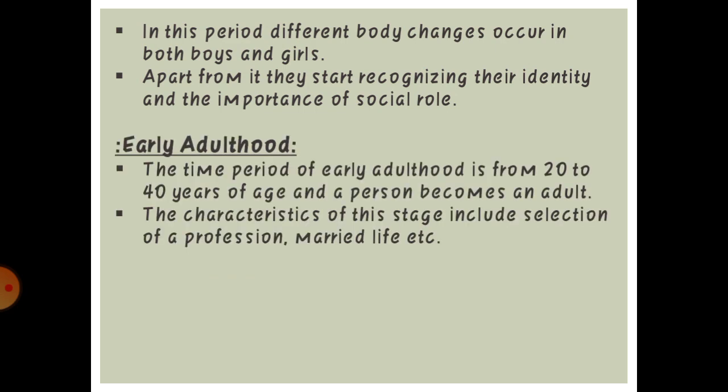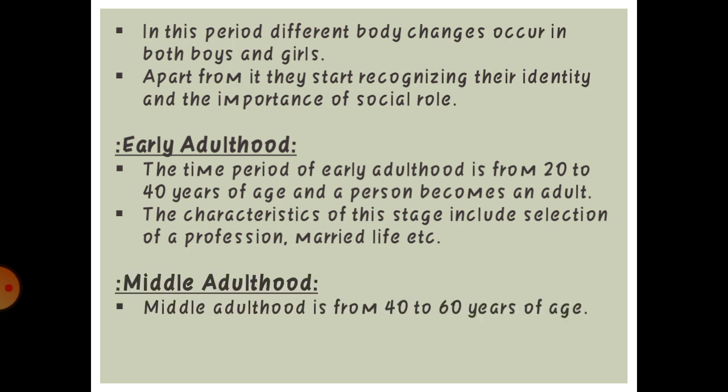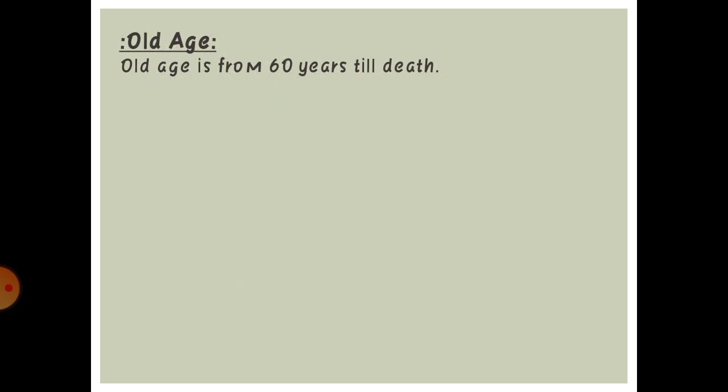Early adulthood. The time period of early adulthood is from 20 to 40 years of age, and a person becomes an adult and becomes more responsible. The characteristics of this stage include selection of a profession, married life, etc. Middle adulthood. Middle adulthood is basically from 40 to 60 years of age, and then old age. Old age is from 60 till death.